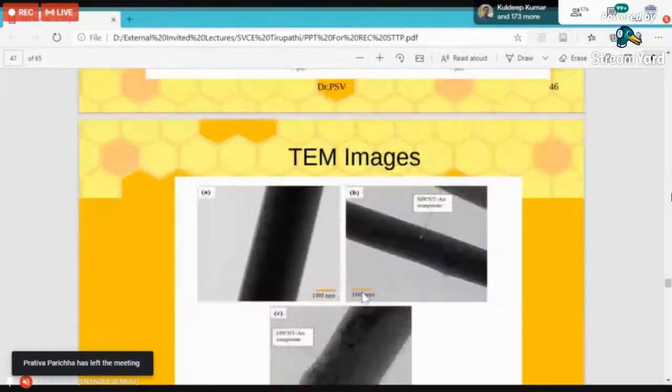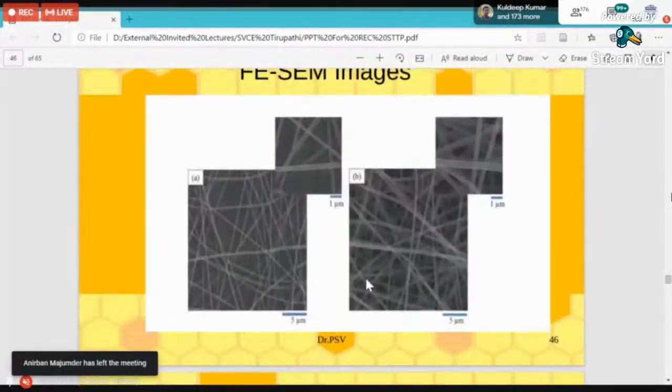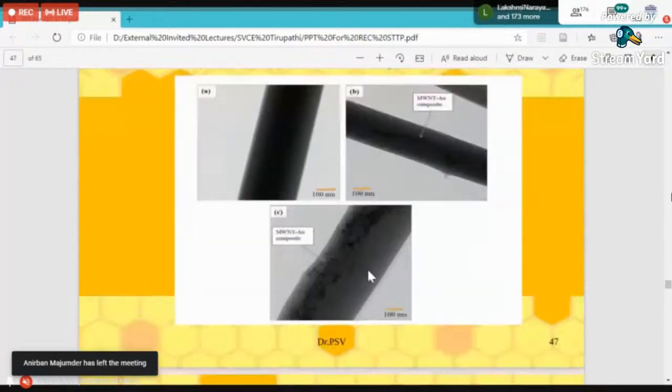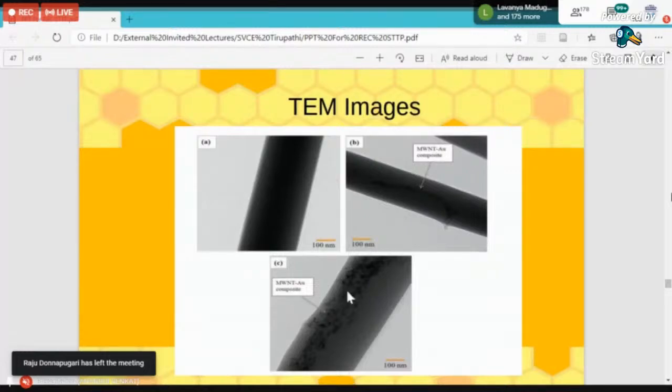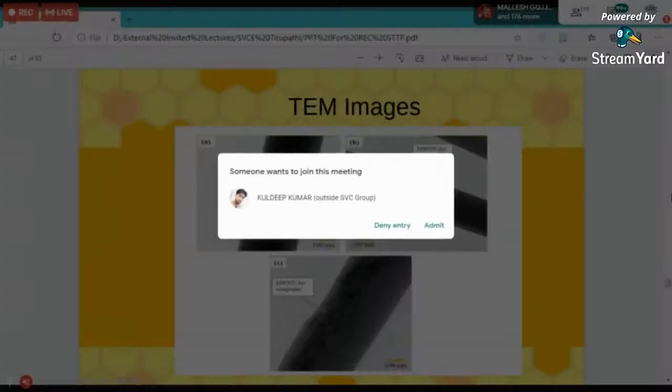Now, TEM image. Now you compare these SEM and TEM images. In TEM images, you can see some more bigger images, and the surface is clearly visible here. So you can see the clear visibility of the surface structure. So TEM characterization is also one of the very important ones. Whether it is a tube or it is solid, whether the surface is regular or irregular, what may be the size of the surface?